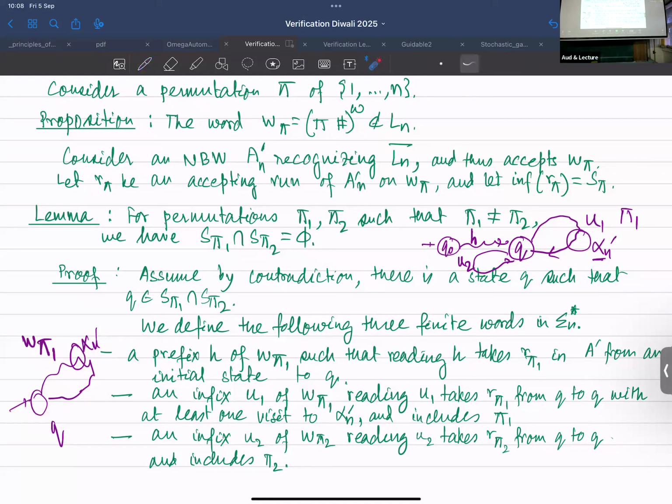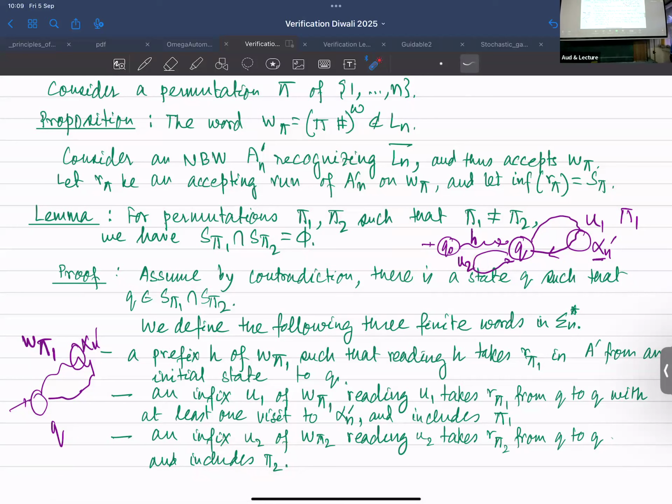I'm not claiming that the U2 has to visit the state from some state in alpha prime. In my definition of U2 there is a slight difference between the two. But you could also have this and have the same definition, symmetric. It wouldn't hurt the proof anyway.